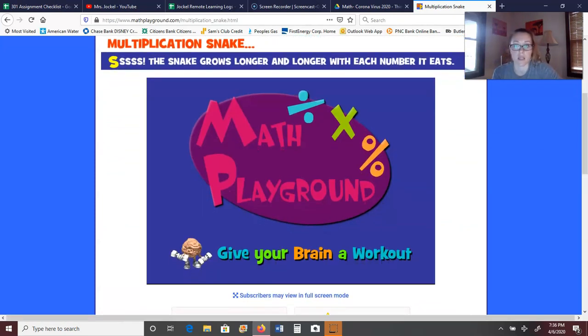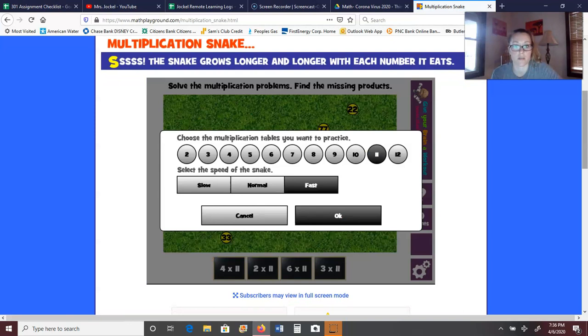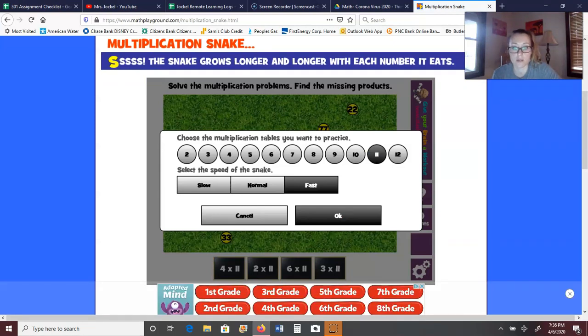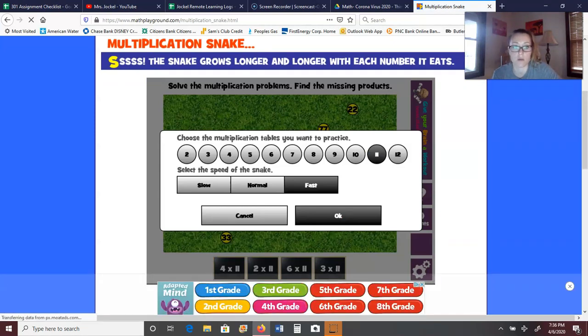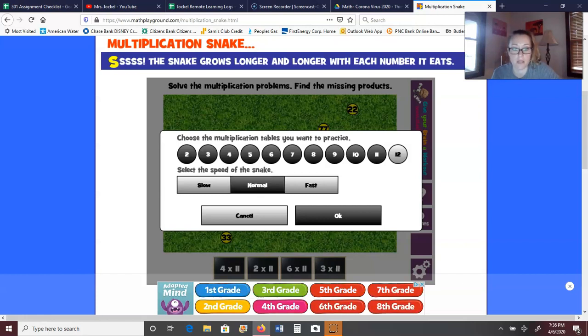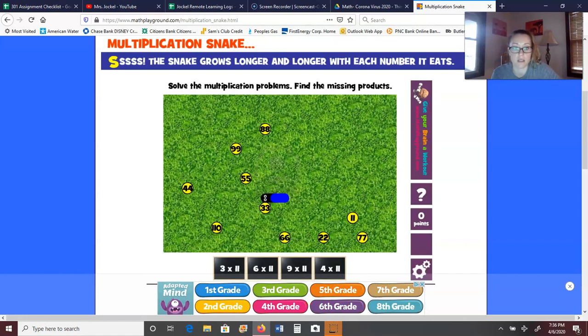Okay, so the snake grows longer and longer with each number it eats. You can choose the multiplication tables that you want to practice. So we know our 2s through 9s rather well. I mean, you could even add 10s on there. Select the speed of the snake. I'm just going to go normal because I've never done this. All right, let's see what happens here.